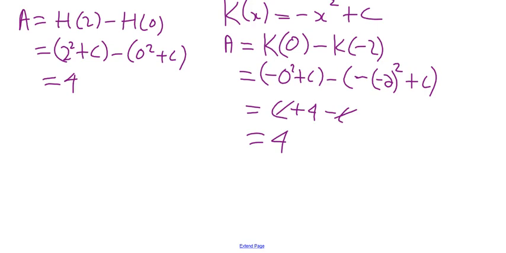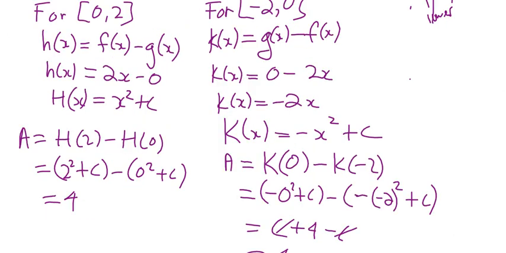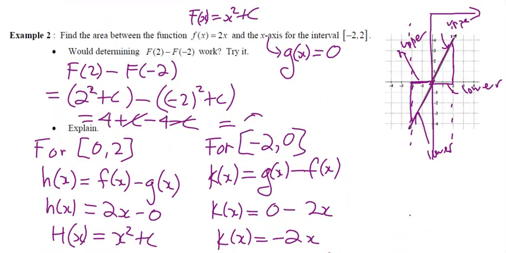Okay, so from 0 to 2, the upper function is 2x, because it's above the axis. From negative 2 to 0, the upper function is the x-axis, because it's above. And the x-axis has an equation y equals 0, right? So I just call that g of x equals 0. Okay, so we have to subtract, right? It's always upper minus lower if you want to get area, because area is a positive quantity, right? It's like so many square units.